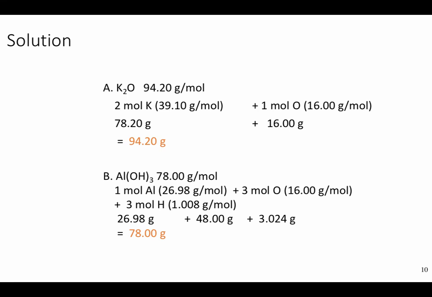So here are the answers. The one tricky thing might be, if we look at this aluminum hydroxide, remember that if I have more than one polyatomic ion, I have to put the parentheses and then the subscript. What this means is I have 3 moles of oxygen and 3 moles of hydrogen. So you have to take that subscript times anything that's inside the parentheses.